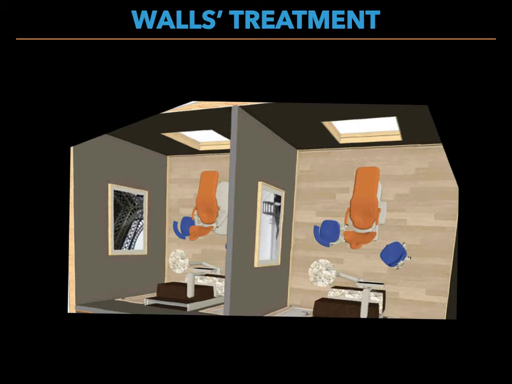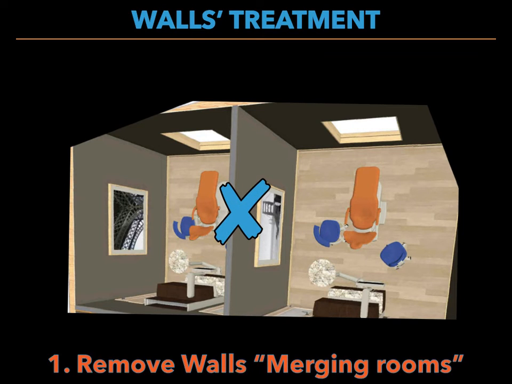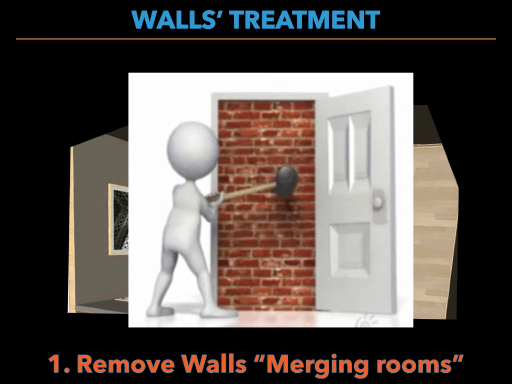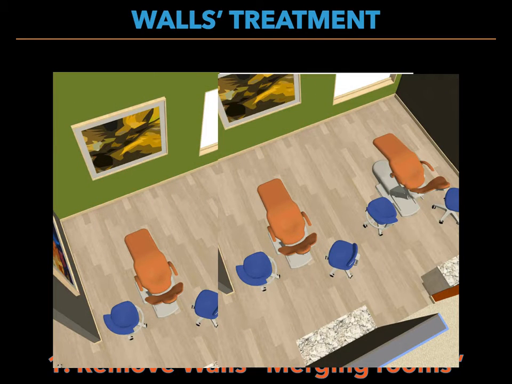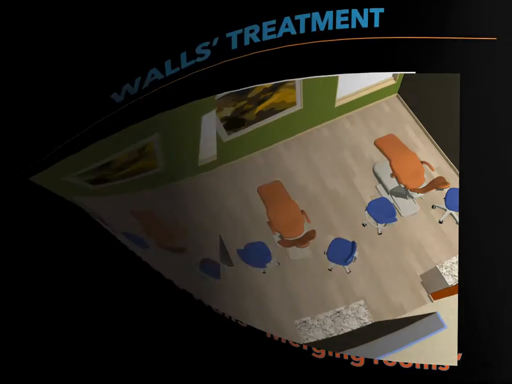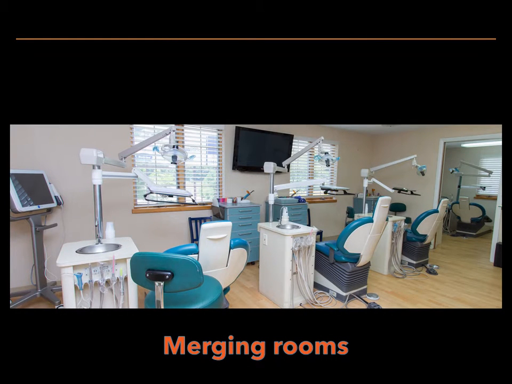So, if you have two small rooms in the treatment area, my first advice is to remove the dividing wall, if it's a non-weight-bearing wall, either completely or partially, in order to merge them into one big room. This way you can place 3 dental chairs instead of 2, so that you can see more patients. Setting the 3 dental chairs next to each other is known as an open bay design.